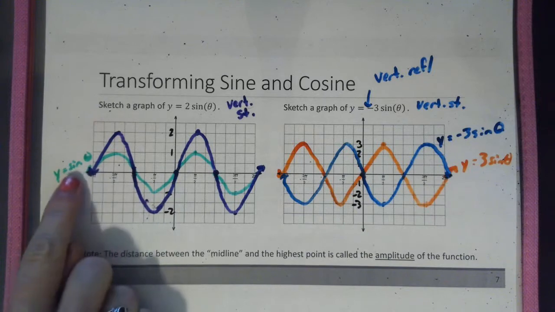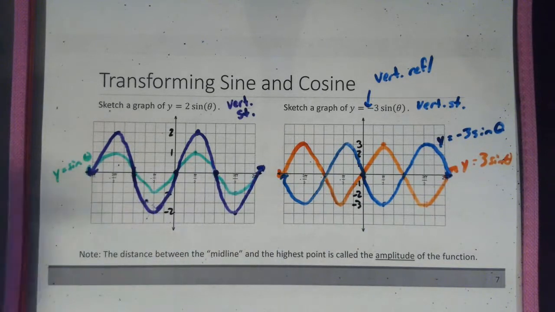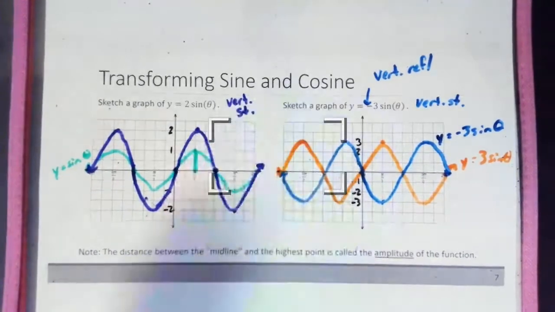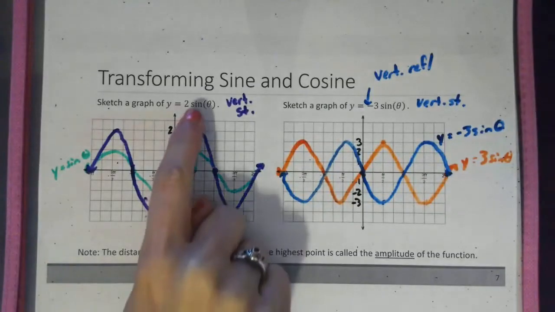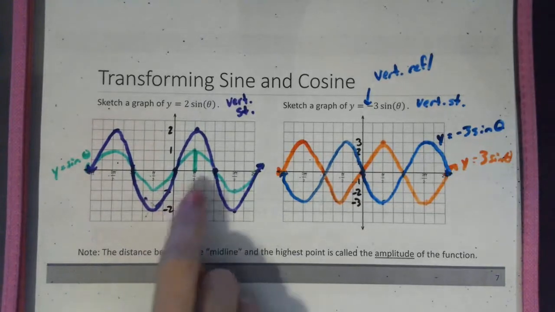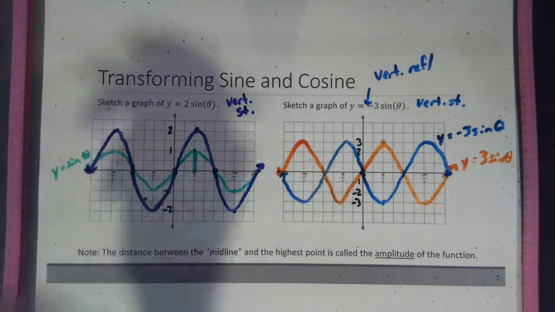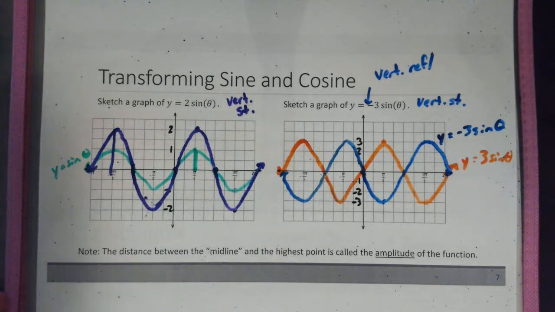So if I'm looking at, say, my regular old sine graph, the one in green, I oscillate between +1 and -1. So if I go right in the middle, that's at 0. So my amplitude is the distance between that midline and the highest point, which in that case was 1. If you look at the amplitude of 2 times the sine of theta, that was my purple graph, it oscillates between +2 and -2, so the middle of that is 0. If I go from the midline of 0 to the highest point, that's going to be 2. So that's what amplitude means, is the distance from the midline to the highest point.